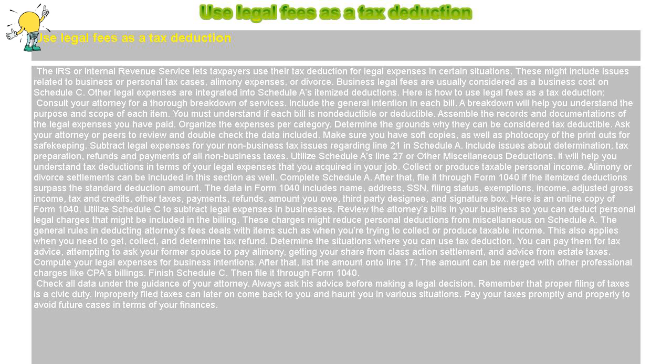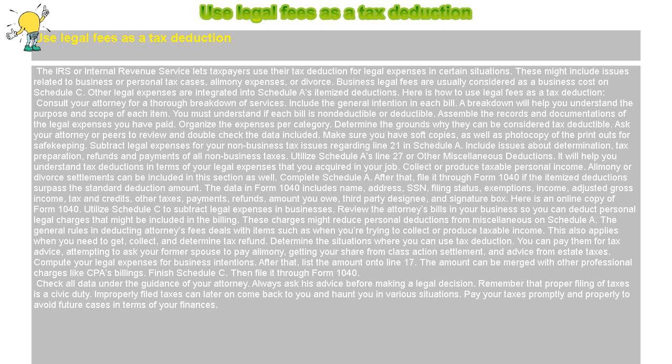Utilize Schedule C to subtract legal expenses in businesses. Review the attorney's bills in your business so you can deduct personal legal charges that might be included in the billing. These charges might reduce personal deductions from miscellaneous on Schedule A.